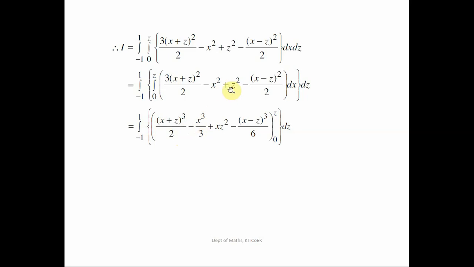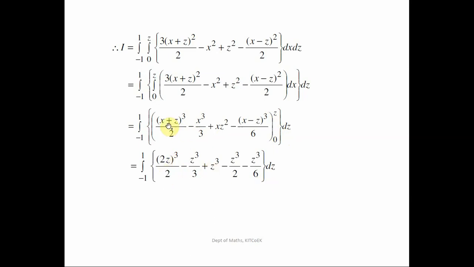minus integration of x square, x cube by 3, integration of z square is constant here, so its integration is x z square, and similarly the integration of last term (x minus z) bracket square is (x minus z) raised to 3 upon 3, 3 into 2, 6, and for this the limits are 0 to z. So simplify it by putting the values of upper and lower limits as shown here.